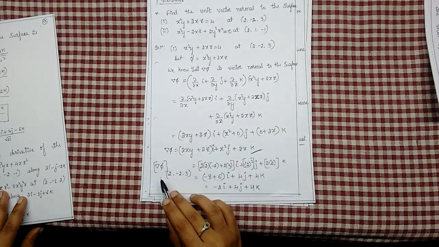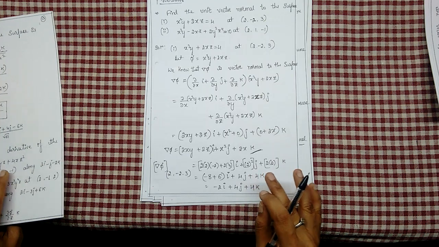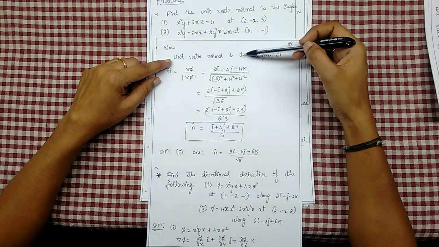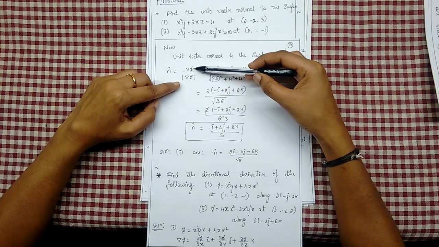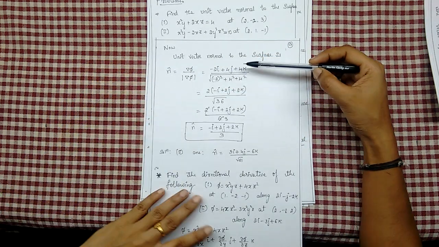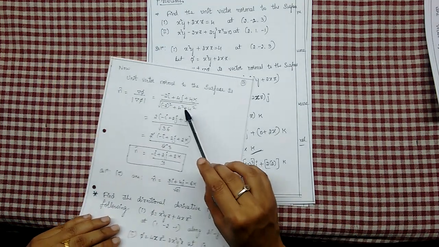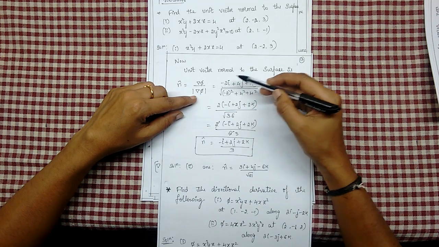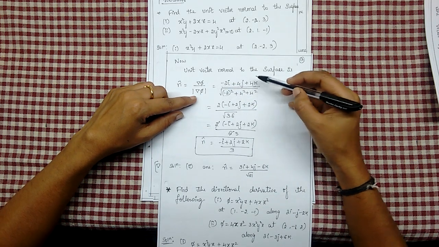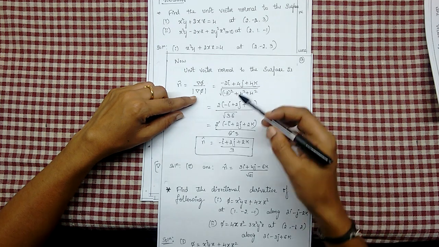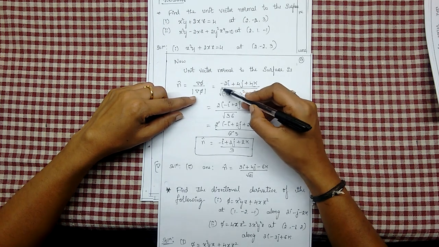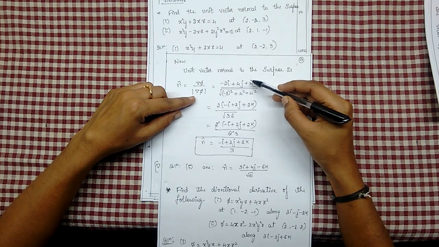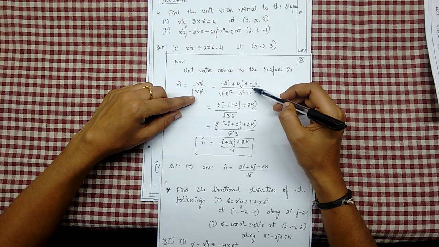Whatever del phi we found, we have to take the absolute value and divide by that. So the unit vector normal to the surface is given by n cap, that is del phi divided by mod del phi. Del phi we found, that is minus 2i plus 4j plus 4k, divided by the modulus of del phi, which is nothing but the square of the i component coefficient, square of the j component coefficient, square of the k component coefficient. I repeat once again: minus 2 square plus 4 square plus 4 square.